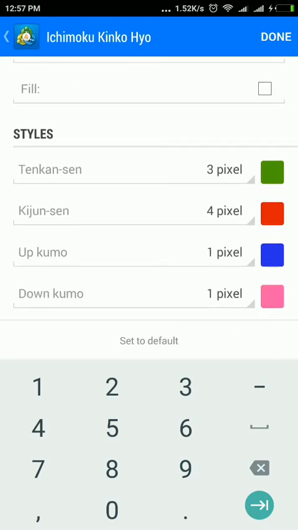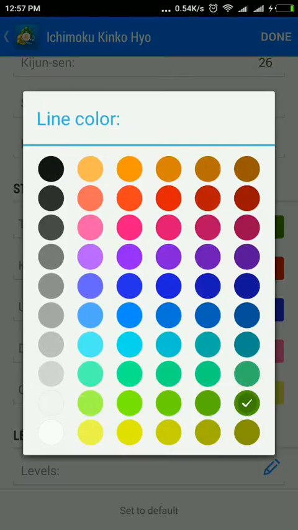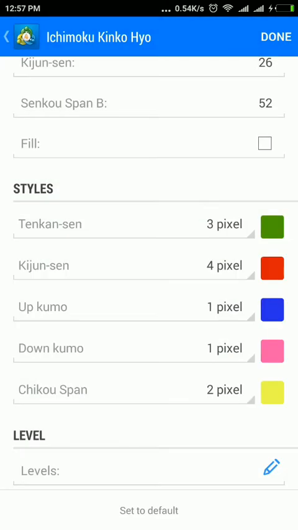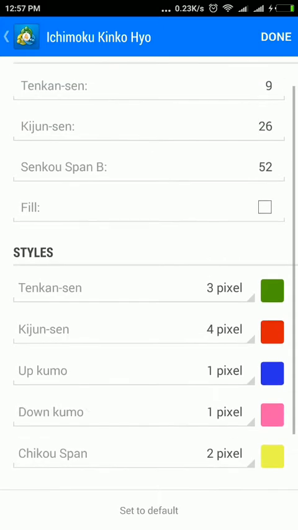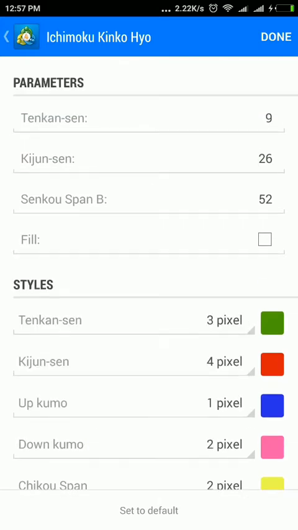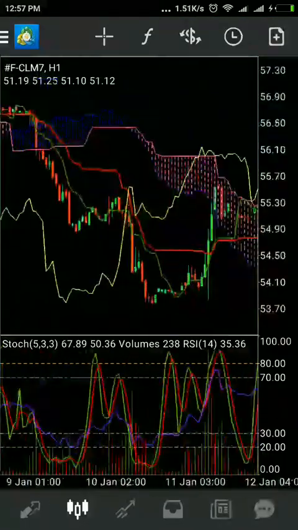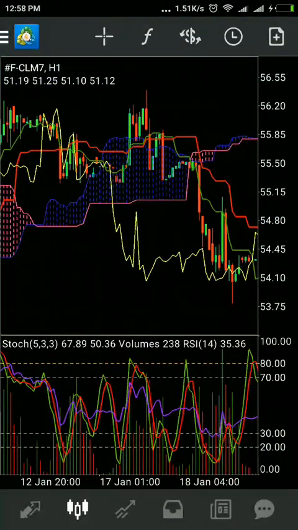I will keep the Tenkan Sen color as green. You can change the color from here if you are getting red. Kijun Sen red, up Kumo blue, down Kumo pink, and Chikou Span yellow. After that, you need to save these settings, so I will click on done. Then you will see this indicator on your chart.